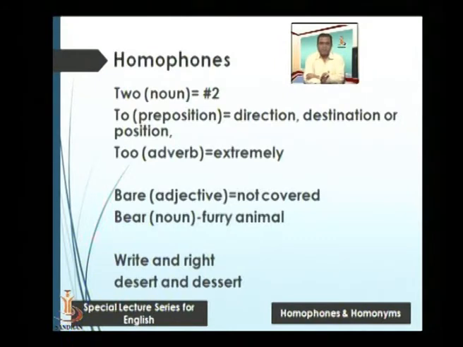Desert and dessert. Desert is run, D-E-S-E-R-T, desert. And another is dessert. When we go to any party, to any marriage, then dessert is served. After lunch we take ice cream, that is dessert. So the spelling is D-E-S-S-E-R-T, dessert, and D-E-S-E-R-T, desert. As you can see here, the spellings are different, the pronunciation is almost the same, but the meanings are different.